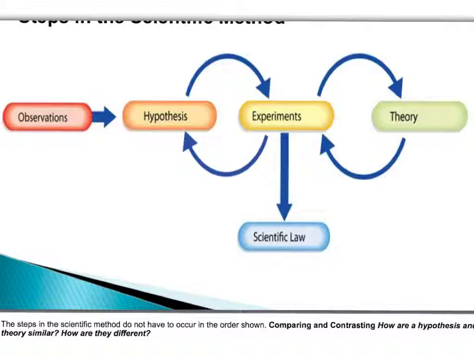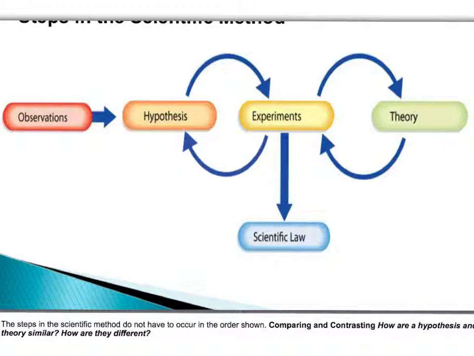Then you do the experiment. And you notice that there's a circle there between the hypothesis and experiment, because sometimes, once you do an experiment, you may take a turn and go, I don't think this looks right. And so you may then make a new hypothesis. And that circle sometimes is fairly extensive when you're circling around in there.